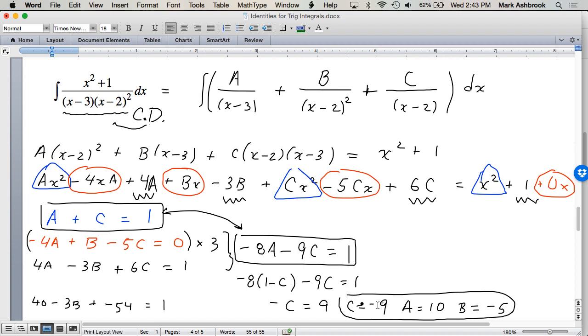So what does it mean? It means that this original rate function is equal to 10 over x minus 3 plus negative 5 over x minus 2 squared, plus negative 9 over x minus 2. We got one more example after this. Questions on solving that system of equations? Did I lose anybody? Don't hesitate to ask.